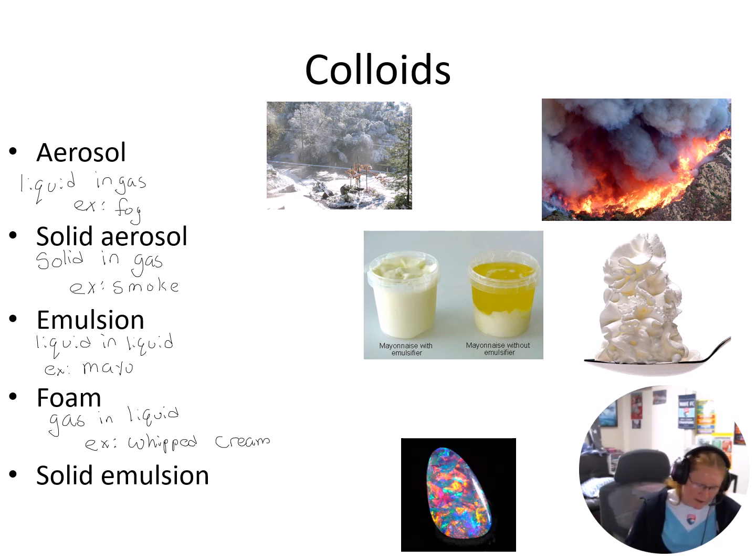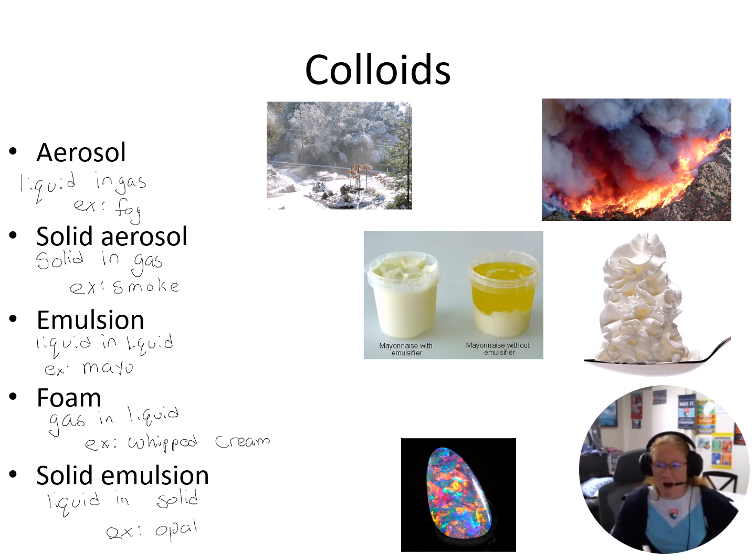All right, and then my last one here is a solid emulsion. That's an opal there. A solid emulsion is a liquid in a solid. And so the opal, all the shiny stuff that you see in an opal is because there's liquid trapped in there. And so you're catching all the refraction of the liquid. All right, so that should hopefully help you understand our colloids a bit better.